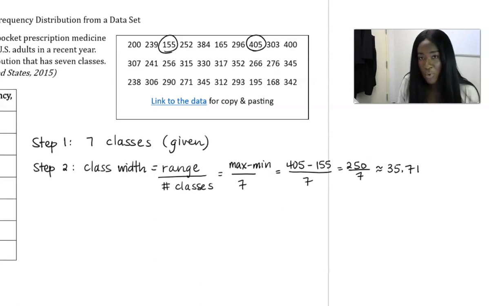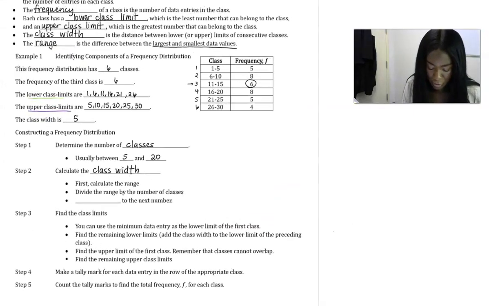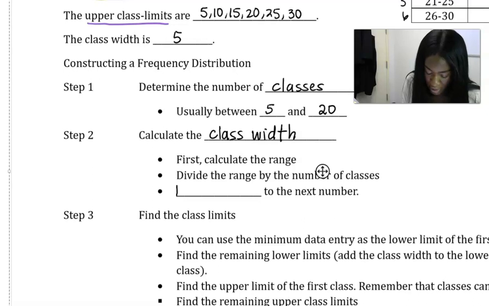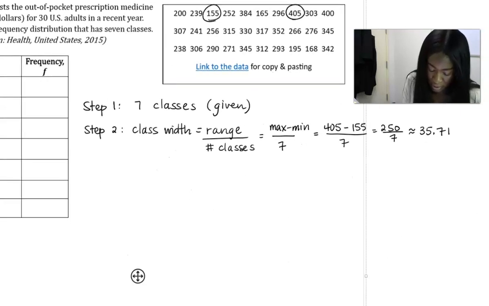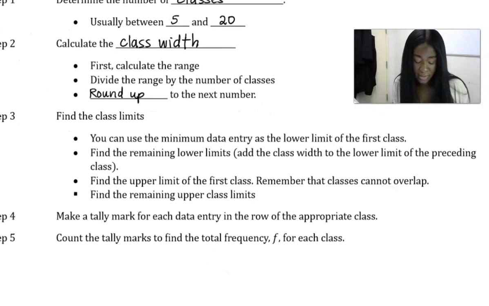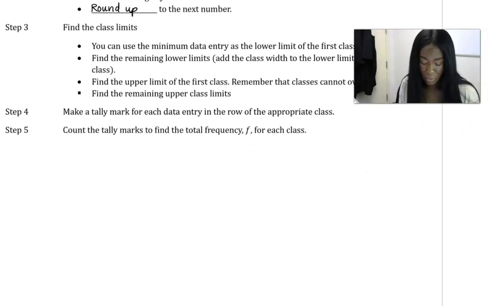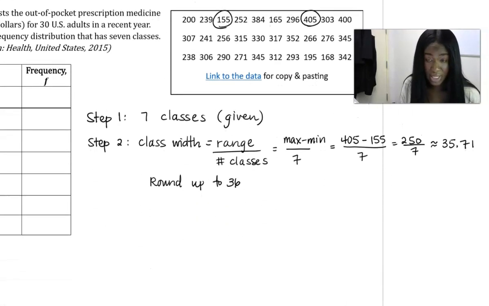But we're not going to use 35.7 as our class width because in the step where you find class width, you always round up to the nearest whole number. So if we're getting 35.71 for our class width, we are going to round up to 36. So now we know that our class width is going to be 36. Step 3 tells us to find the class limits, where it has a comment there that we can use the lower class limit as our first class limit, and then we can build the rest of the class limits using the class width.